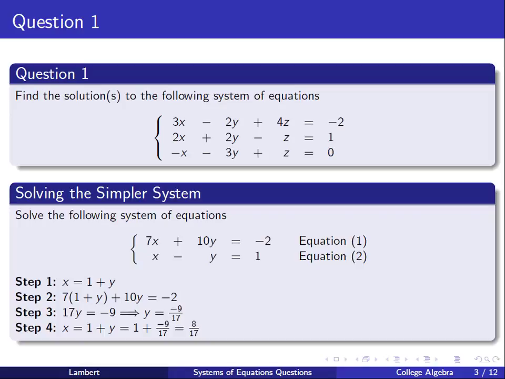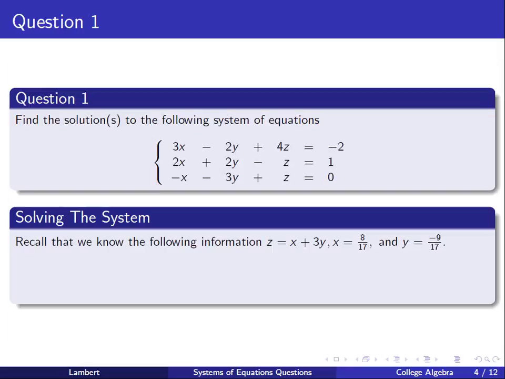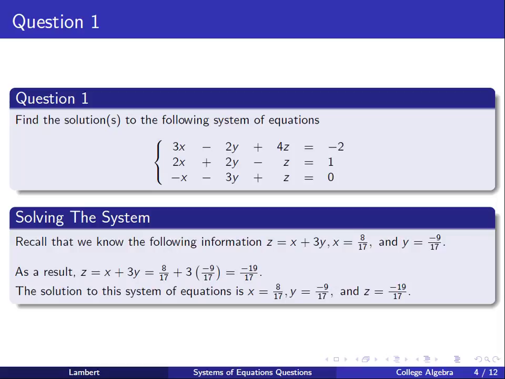So with that in mind, we have our x, we have our y. If you look back at our original system up at the top, we just need to find z. We actually had that before, if you recall. We had z equals x plus 3y when we solved for it using our third equation, and we have x equals 8 over 17 and y equals negative 9 over 17. So z equals x plus 3y becomes 8 over 17 plus 3 times negative 9 over 17, which is negative 19 over 17. So that means the solution to the system is x equals 8 over 17, y equals negative 9 over 17, and z equals negative 19 over 17. And we can always go back, plug it in, and check the solution.